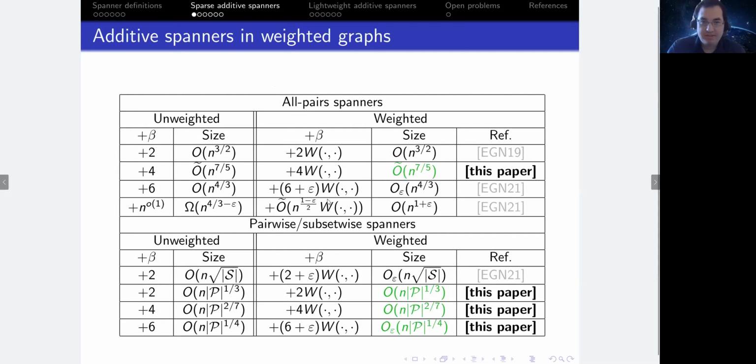The following table lists known results involving weighted versus unweighted additive spanners. The first two rows are the same as before. The main takeaway is that all of the size bounds from the unweighted case do hold for the weighted case, with some additional dependence on epsilons, which arise for a technical reason, which we'll get to in a bit. And the results in green are the ones that we show in this paper.